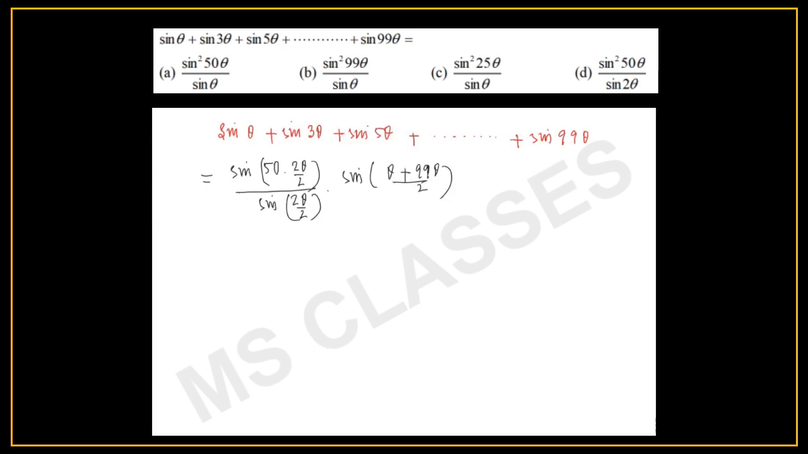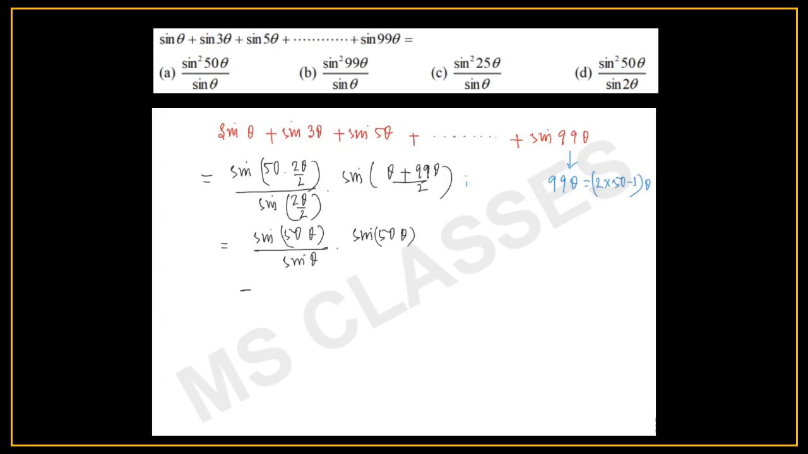So here we just have to keep one thing in mind, how you have got the number of terms: only 99 theta, which has been represented as 2 into 50 minus 1 into theta. Now here we can simplify this further and we can say here it is sine 50 theta, whole divided by sine theta, into sine 50 theta.